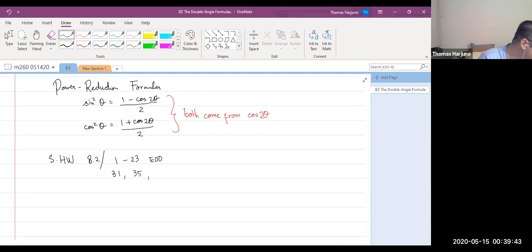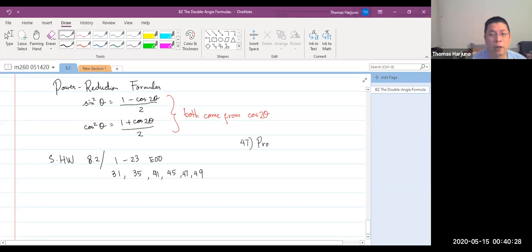I did sine to the fifth earlier. Number 41 is good. How about 45 and 47? And 49. I'm actually so tempted to try number 47 though. Let me try number 47.